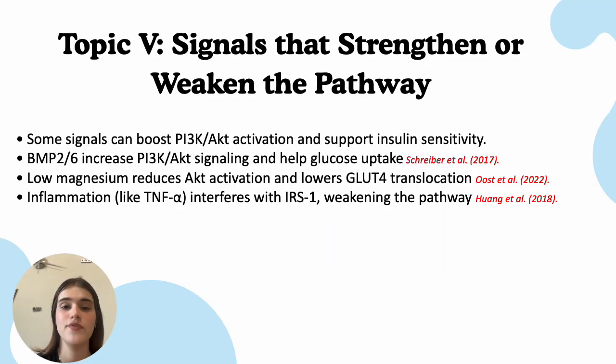So for topic number 5, there are some signals that can help this pathway, and some that can make it lower. As we can see, BMP2 and BMP6 make insulin sensitivity better by helping with PI3K AKT signaling, the activation. Magnesium also helps AKT work normally. However, inflammation, especially things like TNF-alpha, and low magnesium levels can both make the pathway weaker.